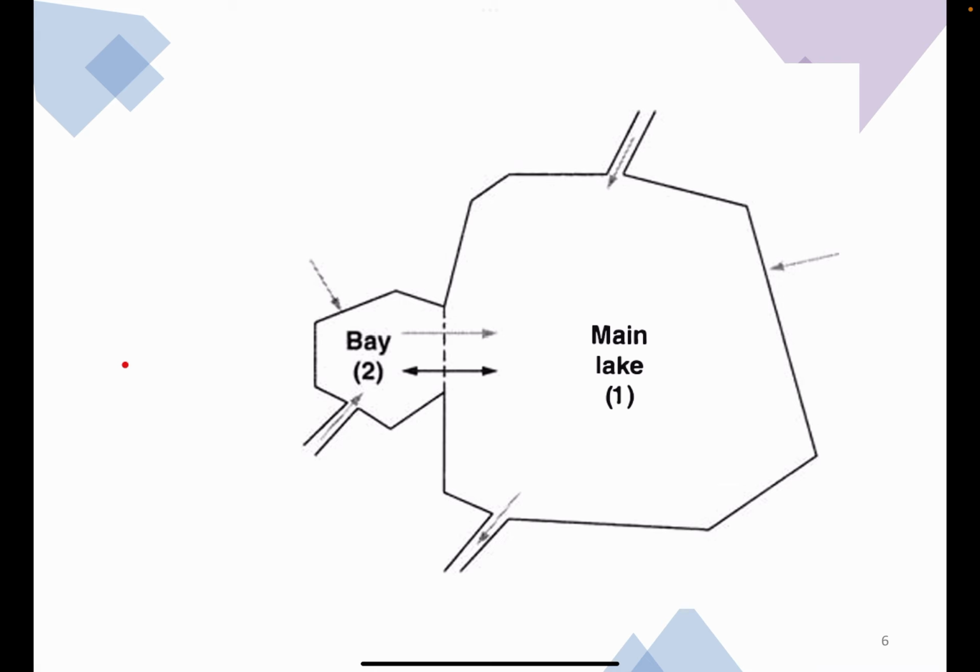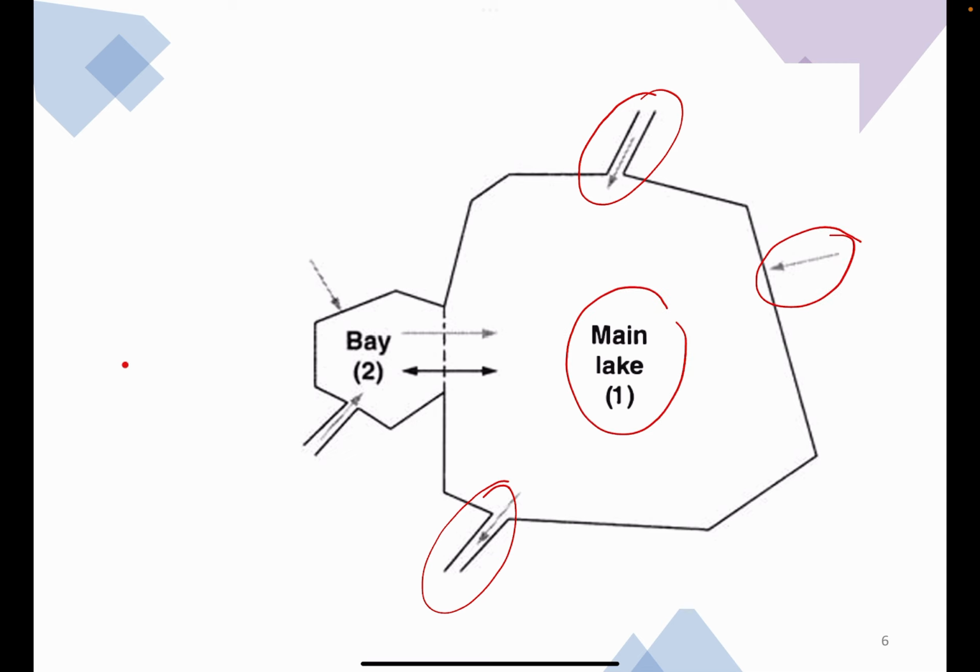For example, if you have all these flows in and flows out, there's the loading. This is for the main lake, number 1. And let's look at the bay. There's a loading in the bay, and there's a flow in. You can see that there is flow from the bay to the lake, and there is diffusion movement between the bay and the main lake, back and forth. So this is what I mean by diffusion.